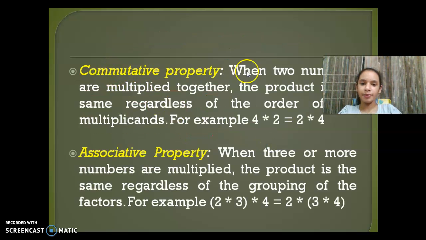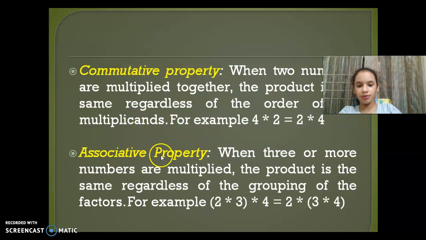First is commutative property. When two numbers are multiplied together, the product is the same regardless of the order of the multiplicands. It means that if we multiply two numbers a and b, if we multiply a to b or b to a, the answer will be same.